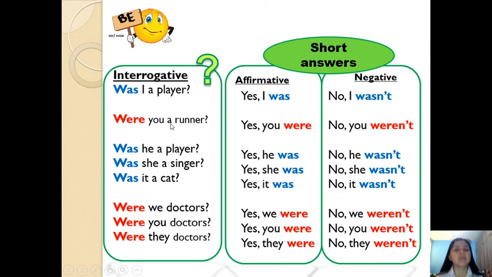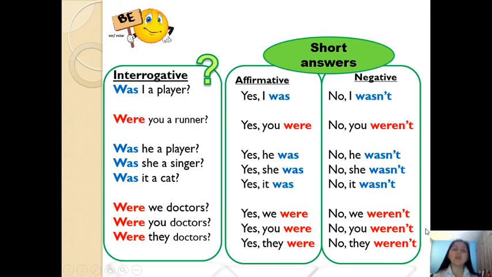Third person, was he a player? Yes, he was. Or negative, no, he wasn't. And in plural, were we doctors or were you doctors? Yes, we were. No, we weren't. Same way. Affirmative, yes, you were. Negative, no, you weren't. Okay?